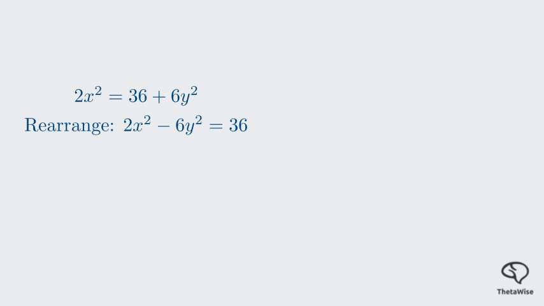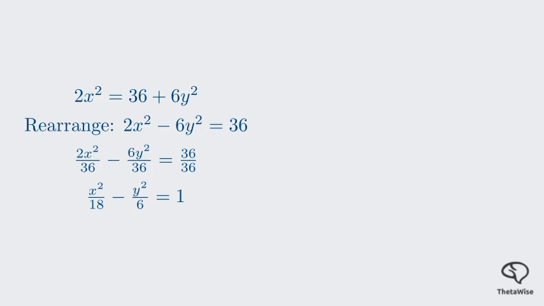The standard form of this hyperbola is x squared over a squared minus y squared over b squared equals 1. To get our equation into this form, the right side must be 1. So, we divide the entire equation by 36. Dividing by 36, we get 2x squared over 36 minus 6y squared over 36 equals 36 over 36. This simplifies to x squared over 18 minus y squared over 6 equals 1. Because the x squared term is positive, this is a horizontal hyperbola. It opens left and right.